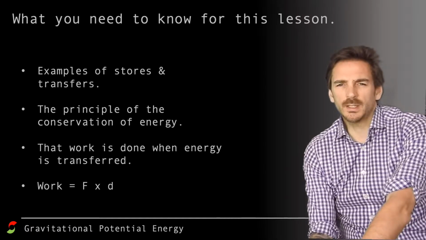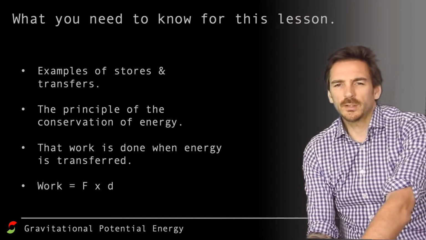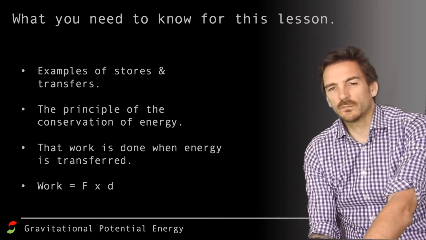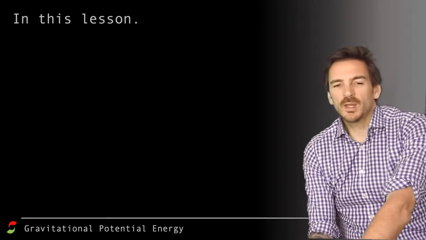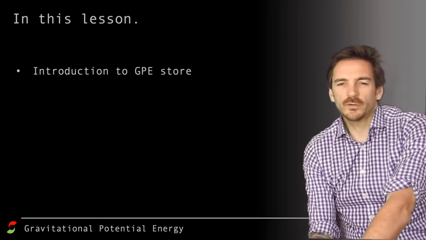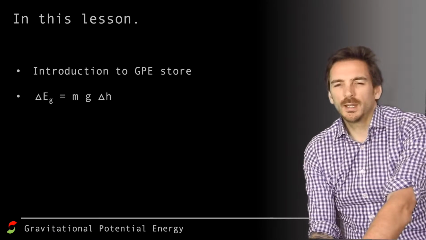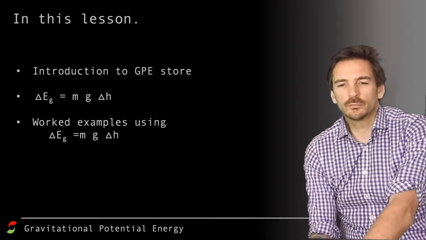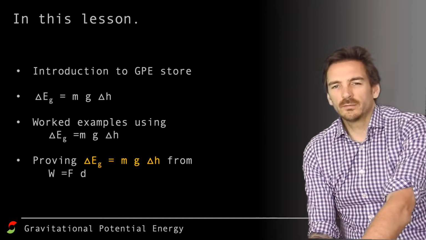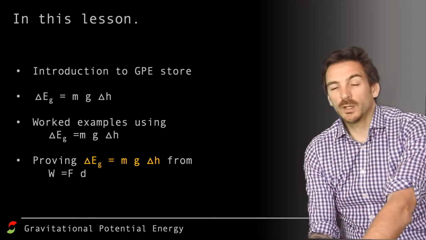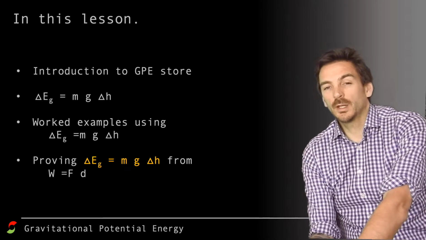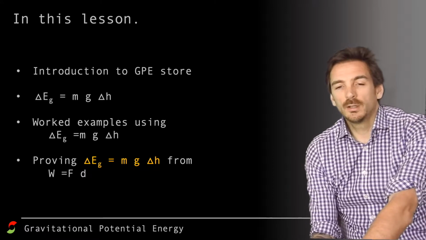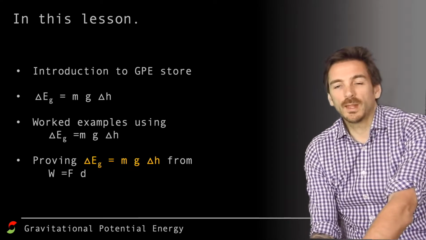We're also going to be using the equation for mechanical work: force times distance moved in the direction of the force. So in this lesson, we're going to be covering gravitational potential energy, and we're going to be using this equation, looking at a few examples, and right at the end, if you enjoy playing around with equations and enjoy your maths, and you're interested in the origins of equations, then we'll look at that as well.